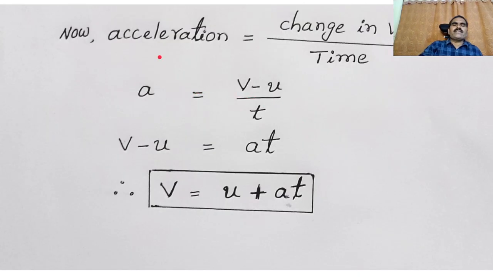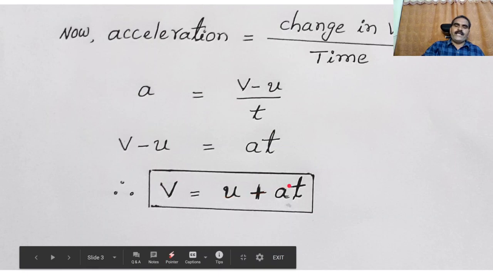In the previous class we discussed acceleration. According to the definition, the rate of change of velocity is called acceleration. In other words, the change in velocity per unit time is also called acceleration. So acceleration a is equal to the change in velocity, where initial velocity is u and final velocity is v. So the change is v minus u, divided by time t. By cross multiplying, we get v minus u is equal to at. By rearranging, v is equal to u plus at.